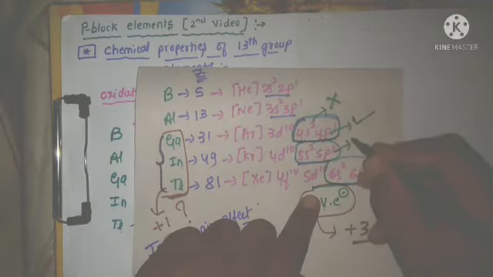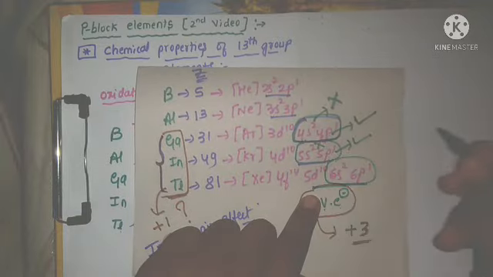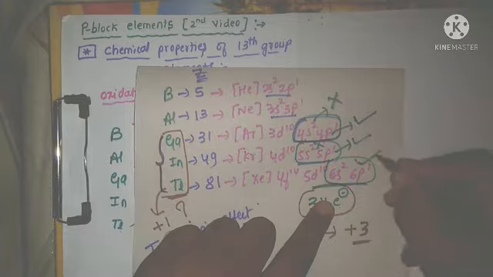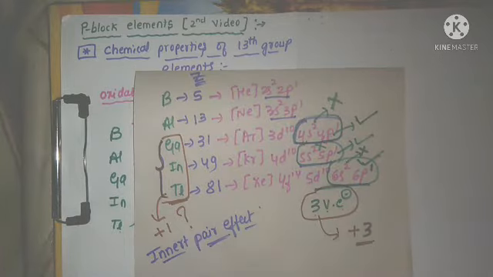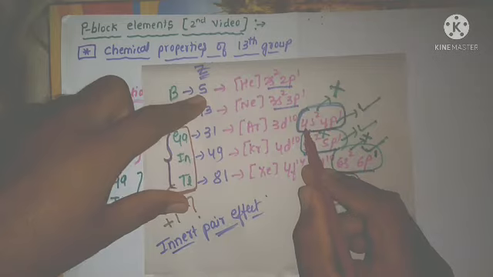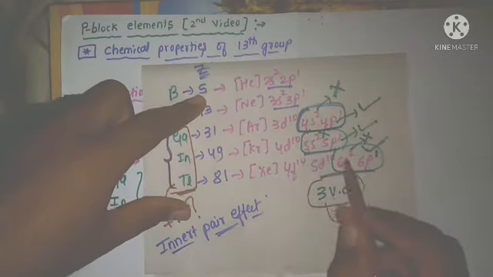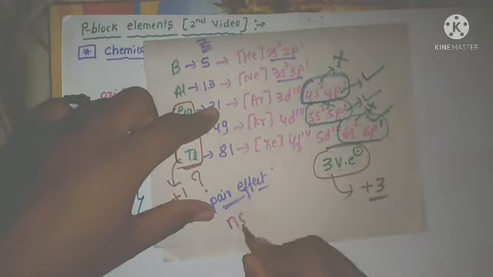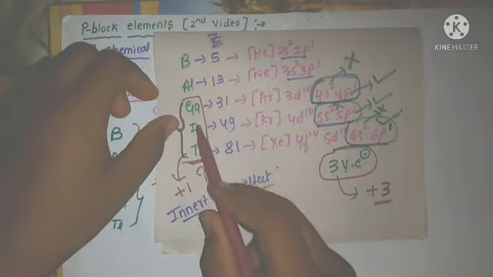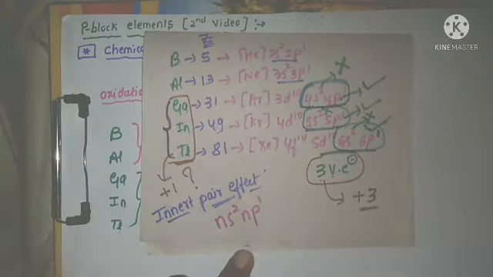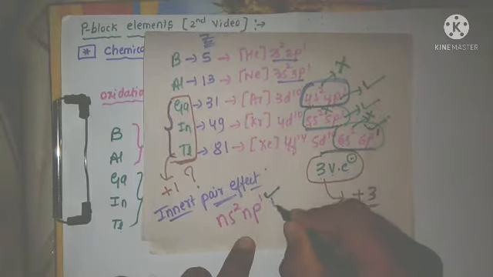Only the p orbitals, that is the electrons present in the p orbitals, are forming the bonds, whereas the electrons present in the s orbital are not forming the bonds. Now I want to write 4s2 4p1, 5s2 5p1, 6s2 6p1 simply as ns2 np1 for gallium, indium and thallium. Here only the p electron is involved in the bonding.